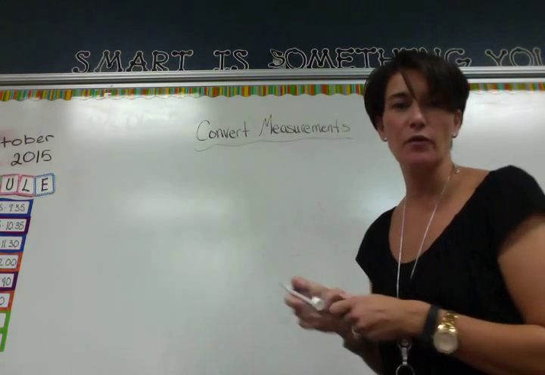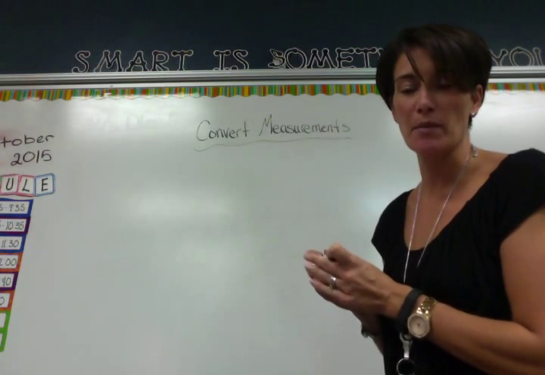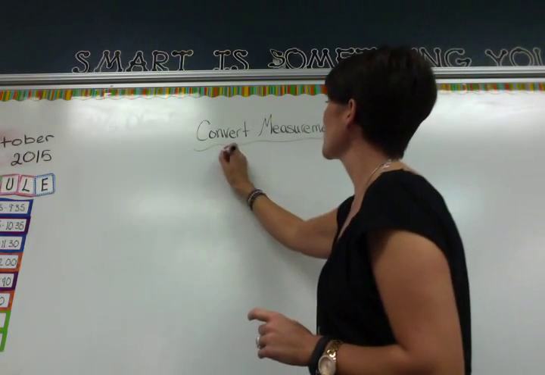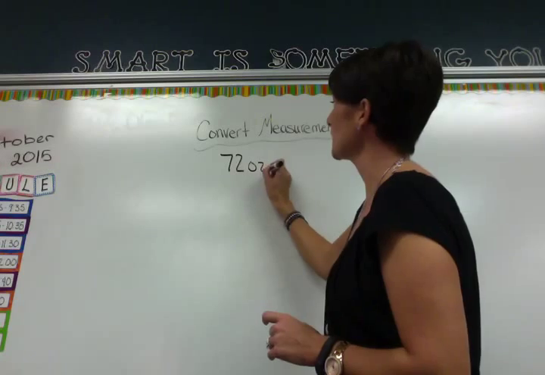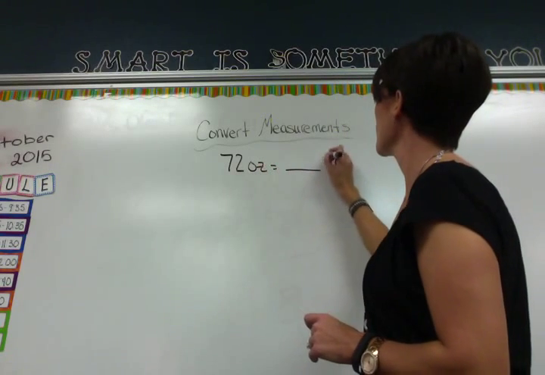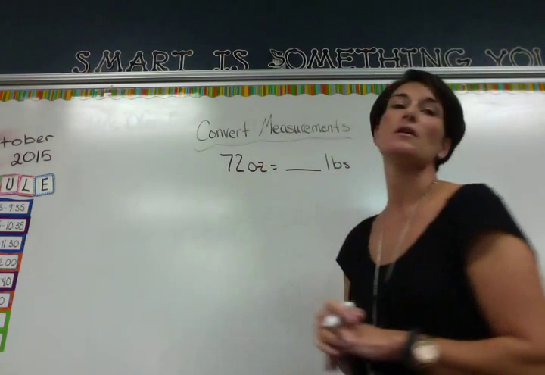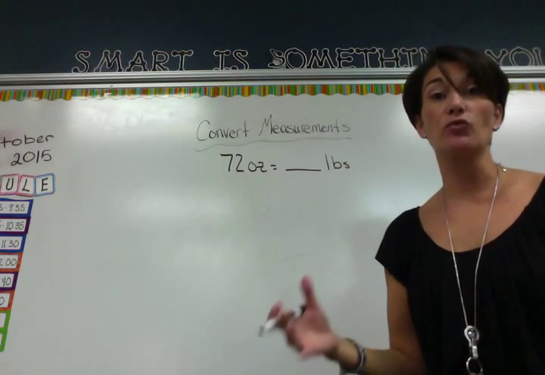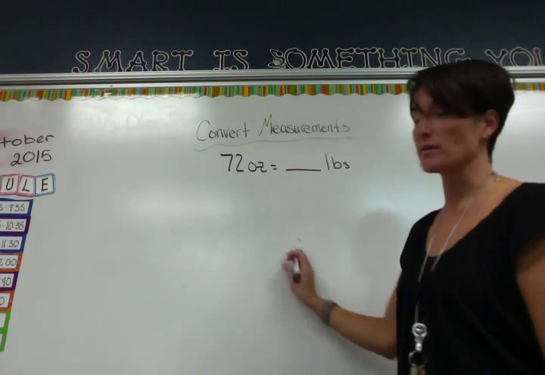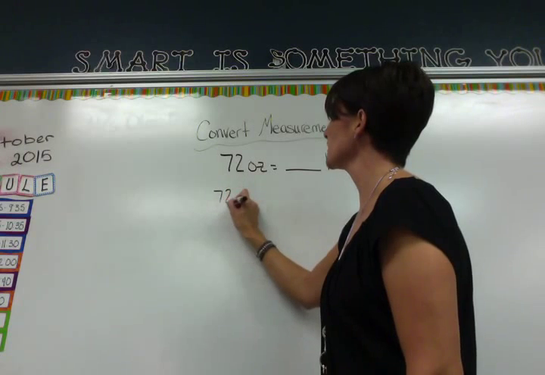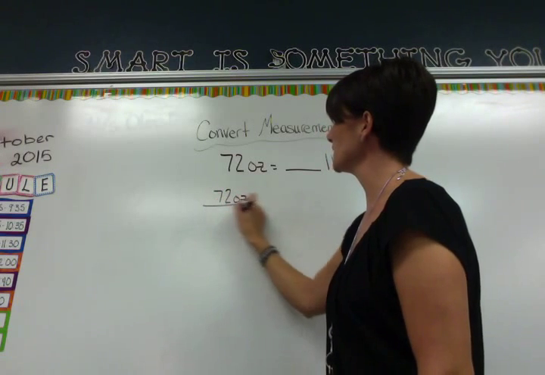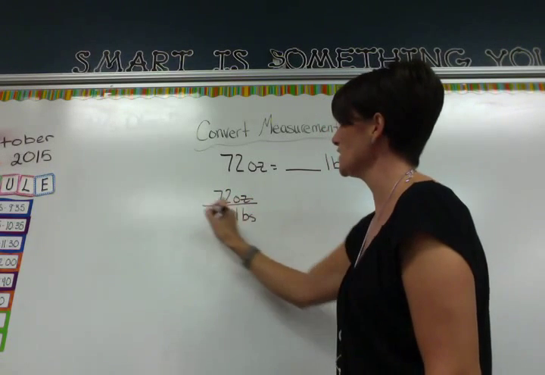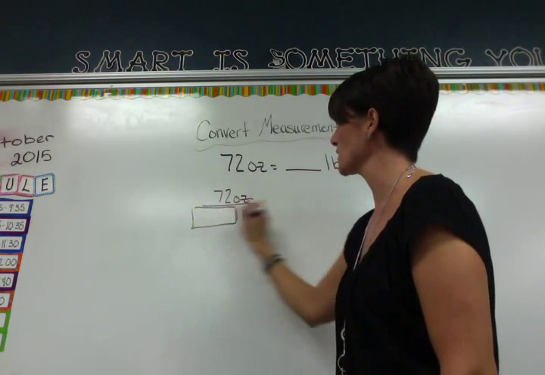So we're only going to do 4 examples for this problem just to help you remember how to set it up. Our first problem is 72 ounces is the same as how many pounds? The first thing we're going to do is set this up as ratios. Wow, that was a long time ago we learned about ratios. So we set it up as 72 ounces is the same as how many pounds? I don't know. This is what I'm trying to figure out.